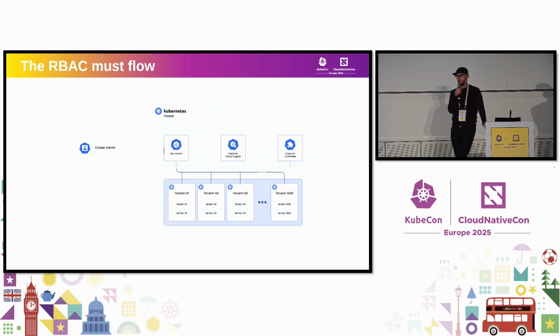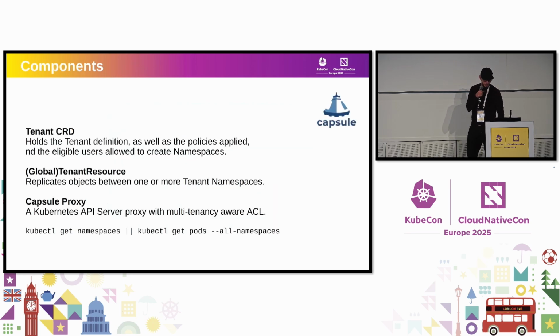And after that, we have Capsule, which is our policy engine. It's a framework where you can define all the policies. So you can create a maximum amount of pods, a maximum amount of namespaces, and the RBAC, and everything there is automatically reconciled by the operator.